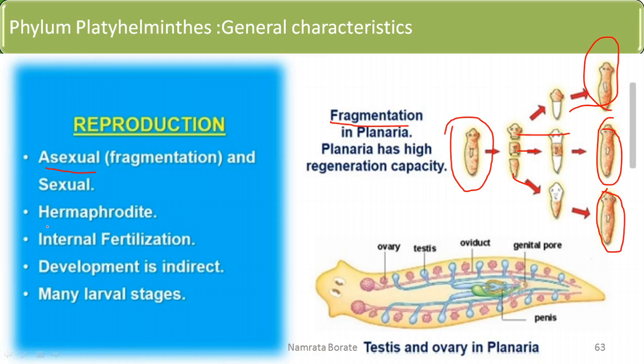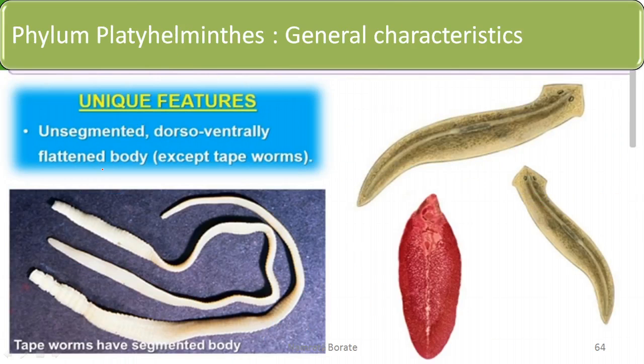When sexual reproduction occurs, the organisms included in the phylum Platyhelminthes are hermaphrodite. Hermaphrodite means there is a presence of the male sex organ and the female sex organ, that is the testes and the ovaries, both present in one and the same individual. Development is indirect and there is mainly the presence of larval stages. Next characteristic, a unique characteristic, is that the body of the organism is unsegmented, means there is an absence of segments, as in the earthworm.